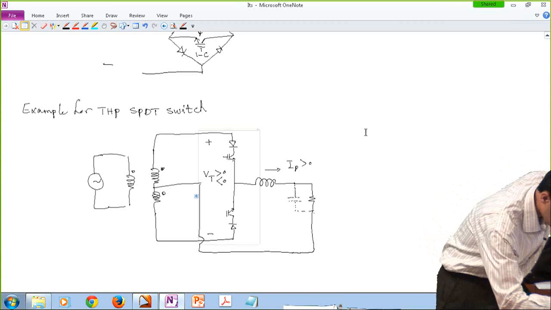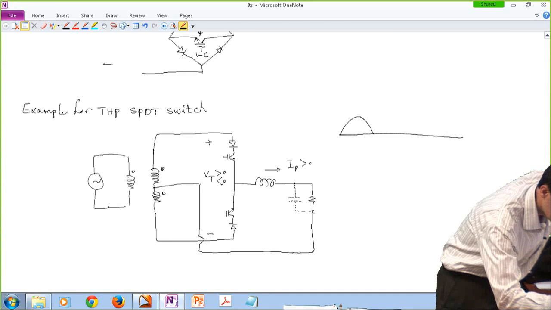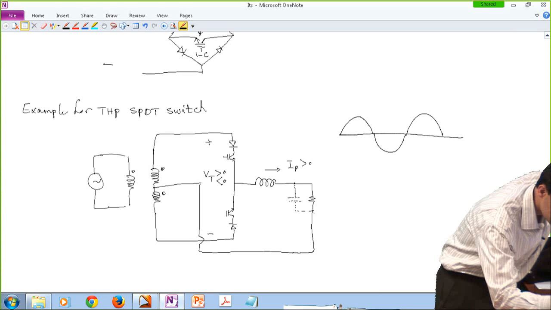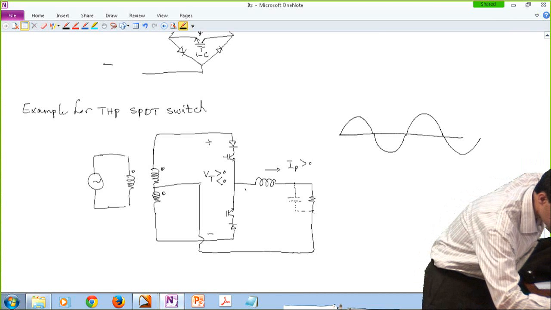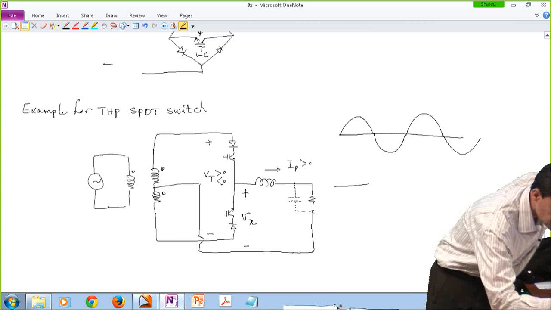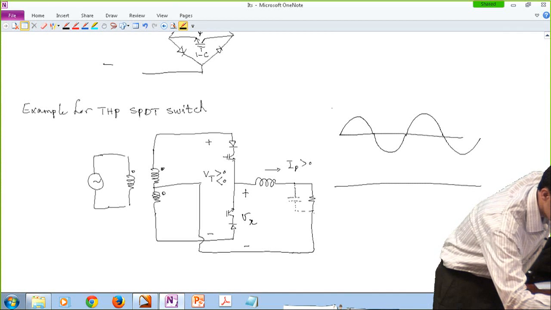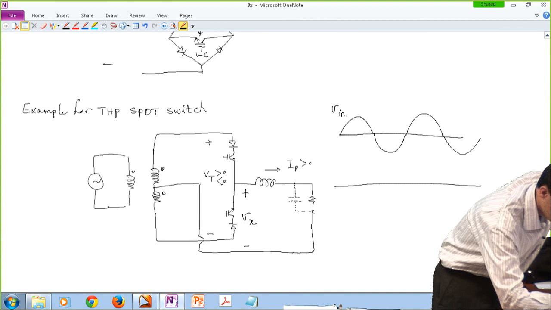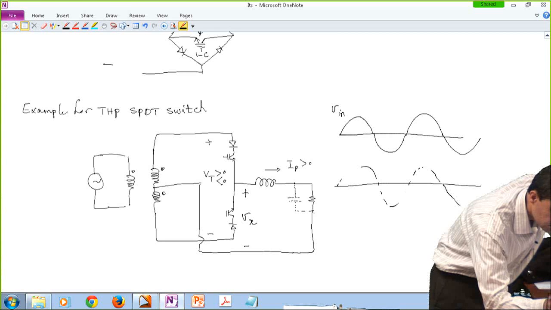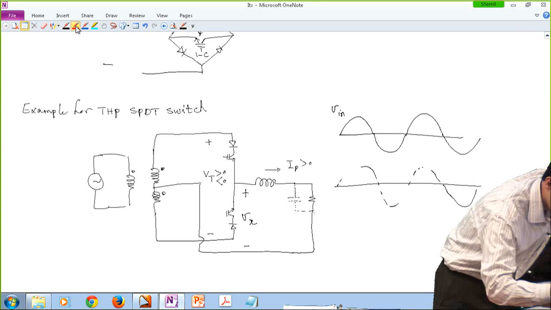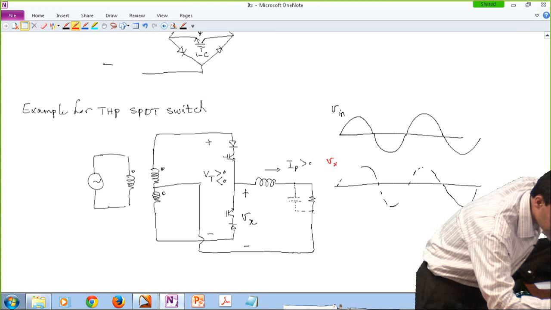So technically, how it works is, for instance, if this is your AC signal, then if you measure the voltage from here to here, let me call it Vx, so this is like Vn. All right, so Vx would look like this.